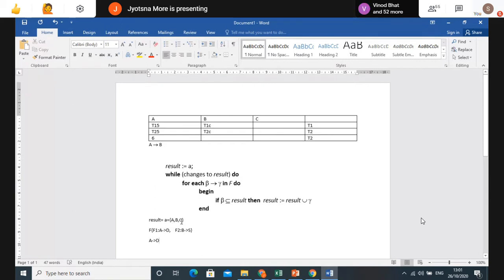So my result will be, after this, result union gamma. So I have to add D. If beta is a subset of result, then result is equal to result union gamma. So gamma is D, and I have added D here, right? Second, B determines S. B is a part of my result? Yes. So S I have to add over here. So my final attribute closure alpha plus is this.